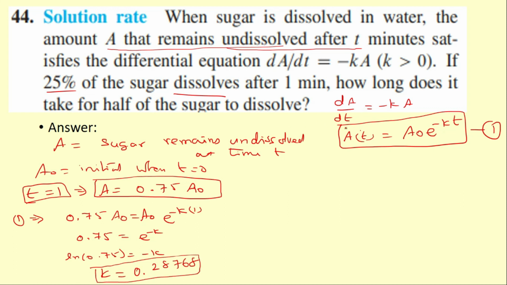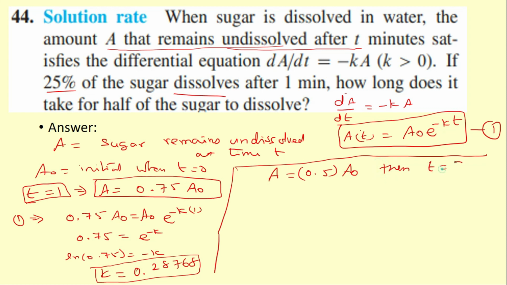And next question, what's remaining? How long does it take for half of the sugar to dissolve? So when we want the time so that half is dissolved, half remains undissolved, 50%, 0.5 times A0. So A value is given, then what is the time t? So equation number 1, again we should recall equation number 1. A value is 0.5 times A0.